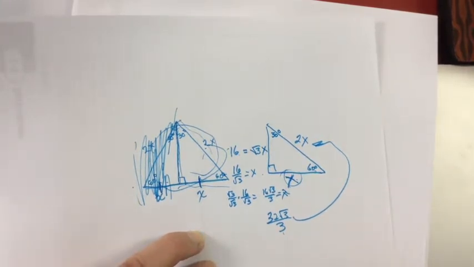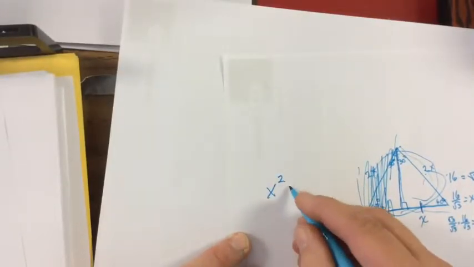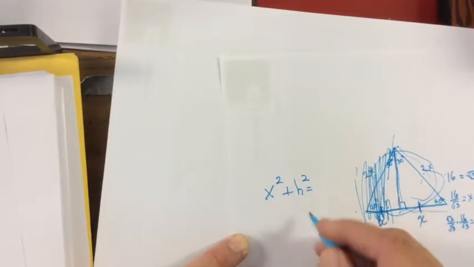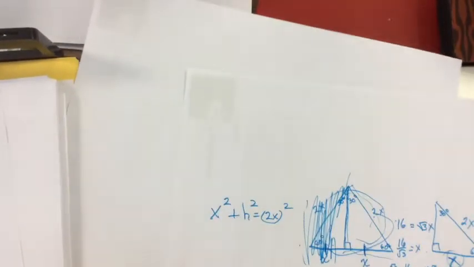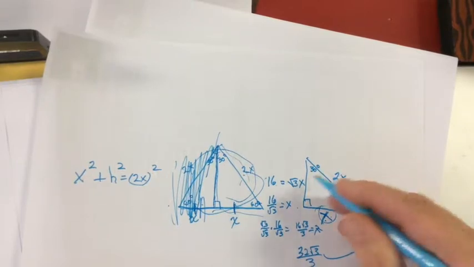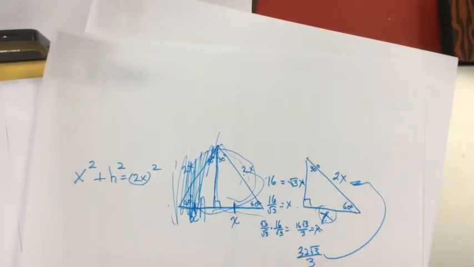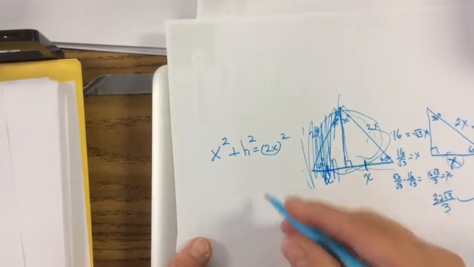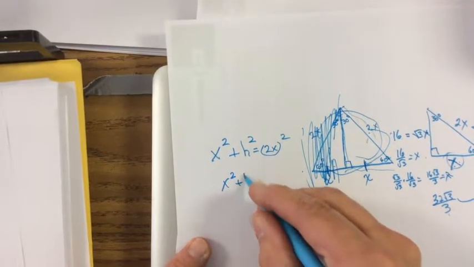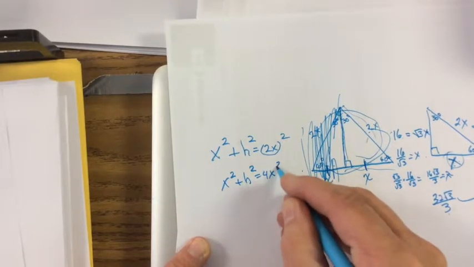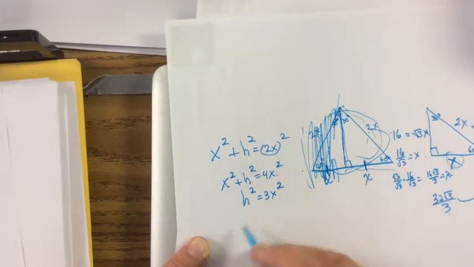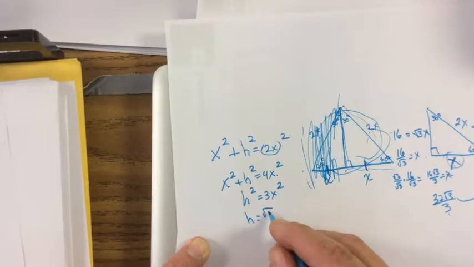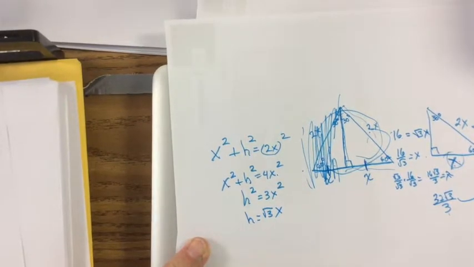Can you look for using Pythagorean theorem to find square root of 3x? X squared plus the height squared is going to equal 2x squared. Okay? That's what we have right here. I have this, and I have this, and I don't have this. Agreed? So this is going to be x squared plus h squared is equal to 4x squared. H squared is equal to 3x squared, because I subtracted x squared from both sides. And when I take the square root of both sides, I get square root of 3x. Thanks.